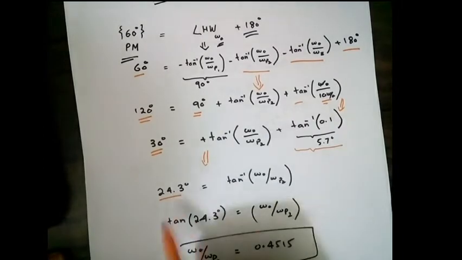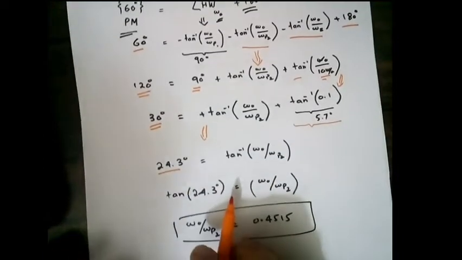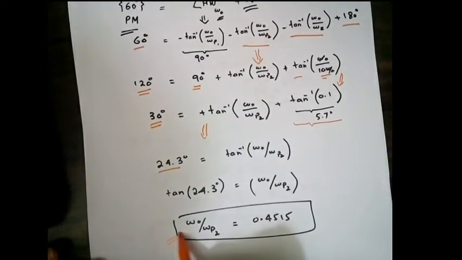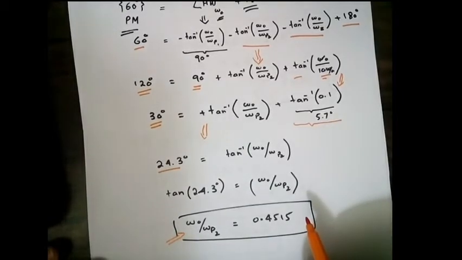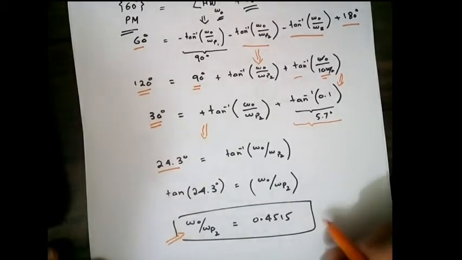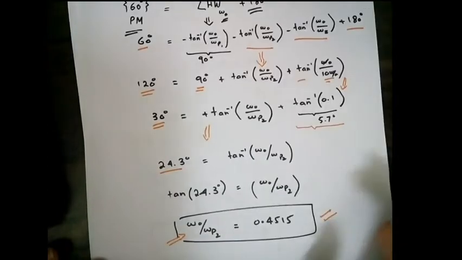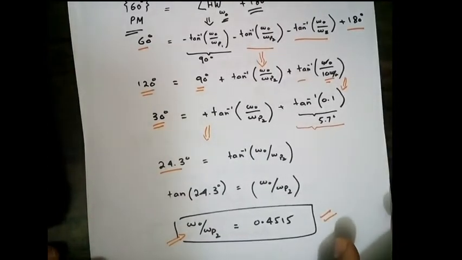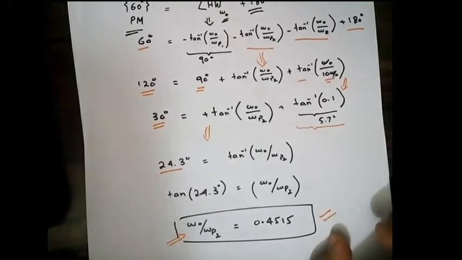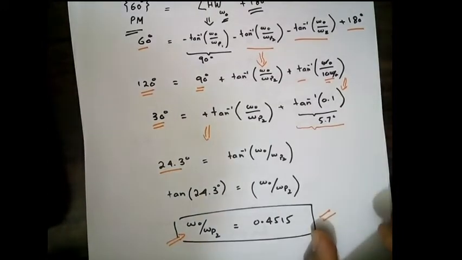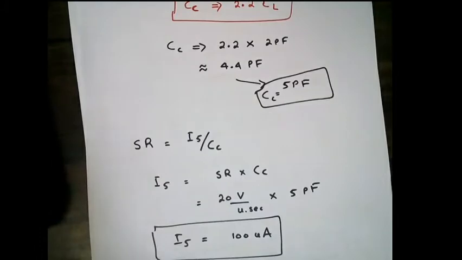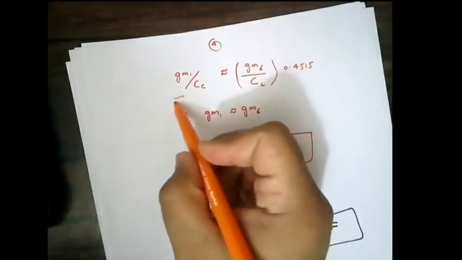Coming back, taking the tan on both sides, we will be left with omega naught by omega p2 equal to 0.4515. So this is the important factor, one of the first design equations which we found from the specifications provided to us, and those specifications were basically related to the phase margin. So last time we said, okay, now we know the relation of omega naught and omega p2.